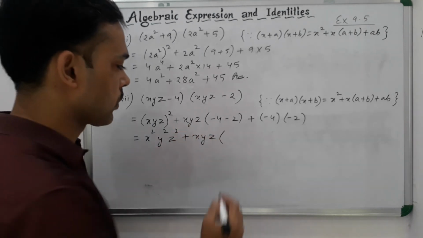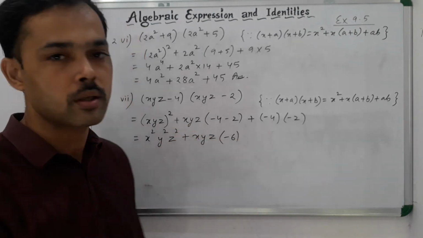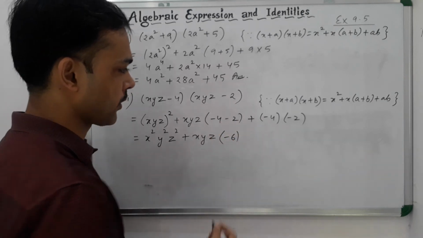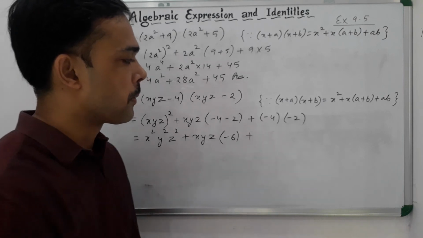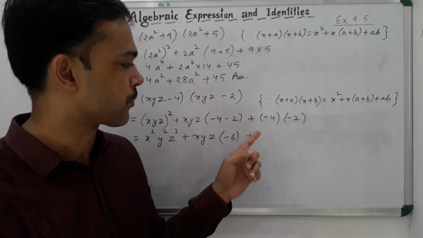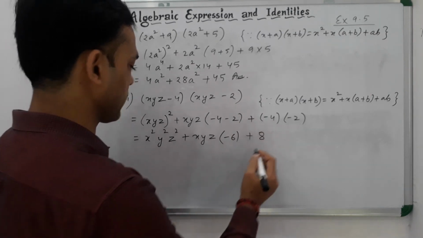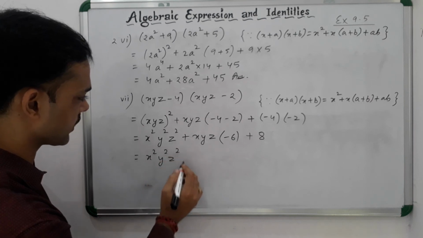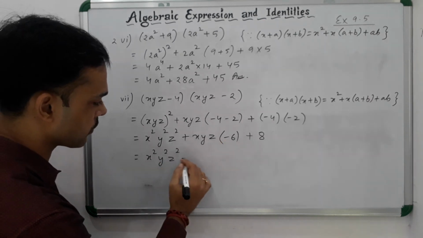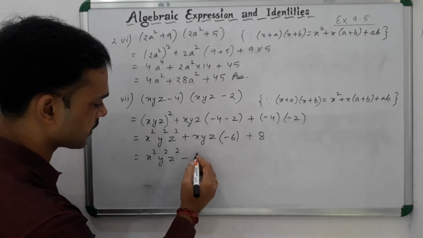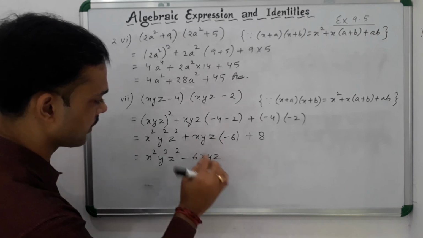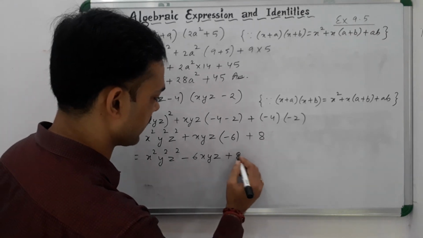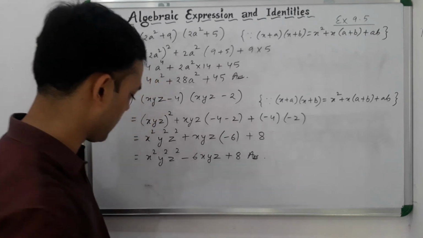Minus 4 minus 2 will be minus 6. Okay, because they both have same sign, so they will be getting added, and we'll put the negative sign because they both are negative numbers. Plus minus into minus will be plus, and 4 into 2 will be 8. And when you solve this, you get x square y square z square. Plus into minus will be minus. 6 into 1 will be 6, xyz, because that 6 has to be also multiplied by xyz, plus 8. This will be your answer.